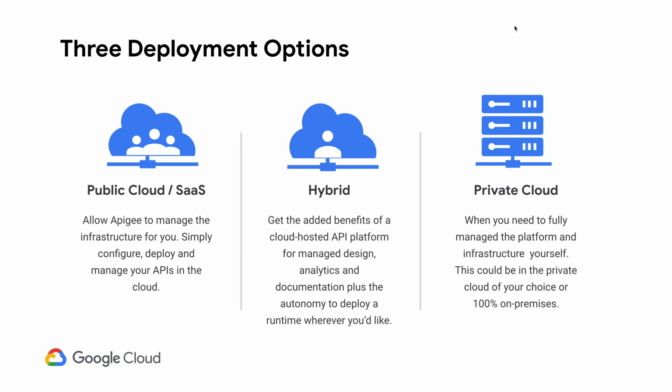Apigee is going to give us three deployment options. There's a public cloud SaaS offering where Google's going to run everything for you in the cloud. There's a hybrid offering where a lot of it's going to be running in the cloud, but some of the networking components and the things that route traffic are going to be running with the computing resources. And then there's private cloud, where the customer can manage the whole stack and put it wherever they need it.